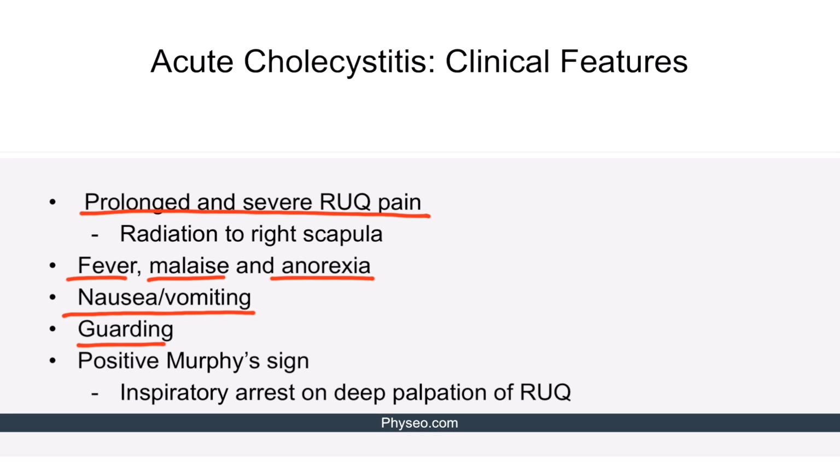Additionally, due to contact with the diaphragm when the gallbladder is deeply palpated during inspiration, the patient may abruptly stop inhalation. This is called Murphy's sign, which is specific for cholecystitis. However, the absence of this sign does not rule out acute cholecystitis.